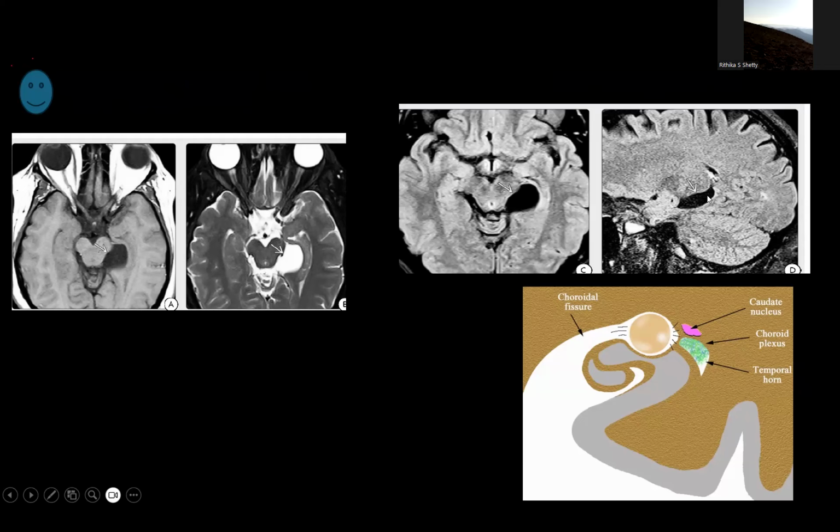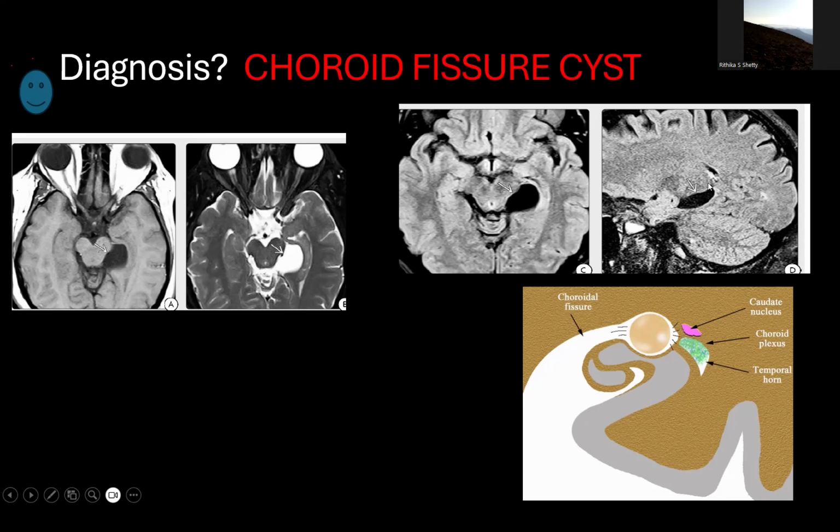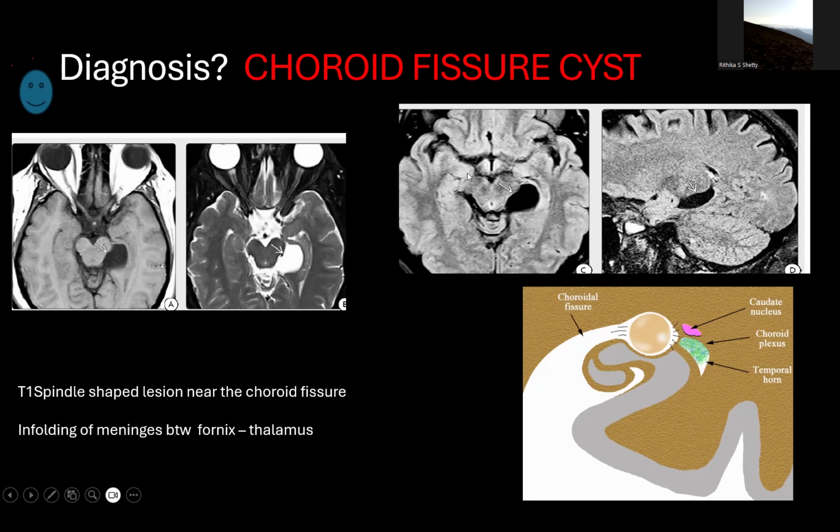That is, it is located where there is meningeal infolding between the thalamus and the fornix. So if we see any cyst in this location, we have to think of choroid fissure cyst. That is most common. So here will be the choroid fissure, and the cyst will be pushing the choroid plexus. It is a T1 hypo spindle shaped lesion near the choroid fissure, infolding of meninges between thalamus and fornix.